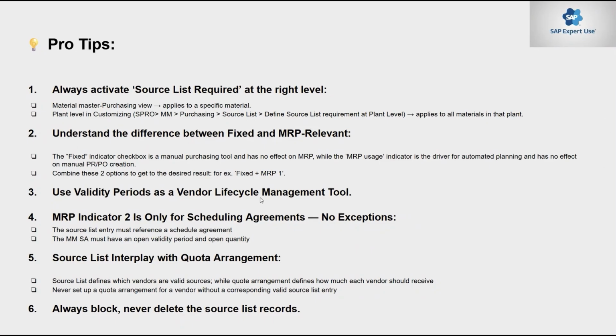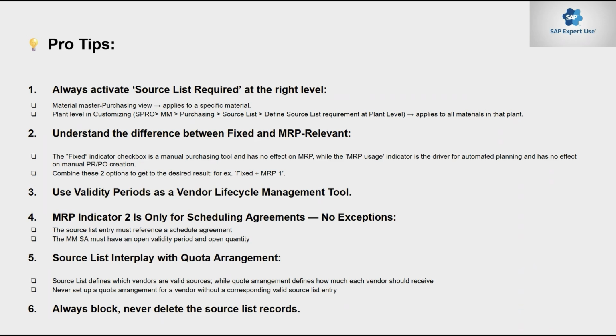Another tip would be understand the difference between fixed and MRP relevant. These two options serve different purposes, and it's very important to understand them. So the fixed indicator controls the manual creation of PR PO in ME21, ME21N, and ME51N. When set, source determination in ME21N auto populates the vendor and the buyer cannot change it. It has no effect on MRP. It's useful for compliance because only one approved vendor per material plant can be used.